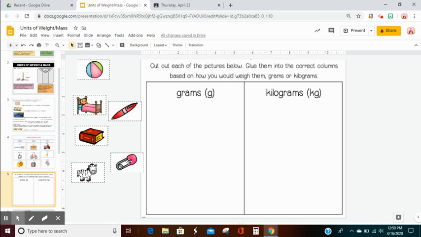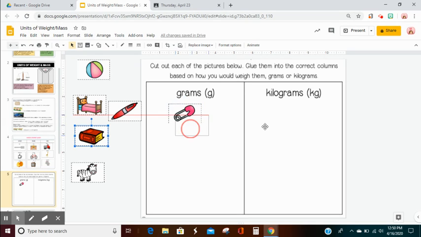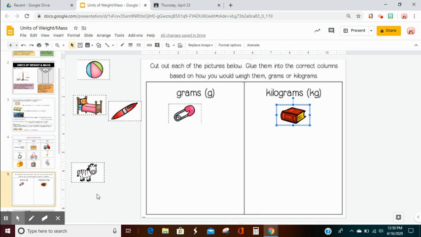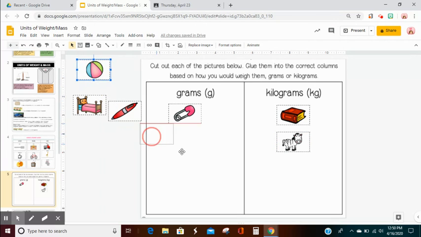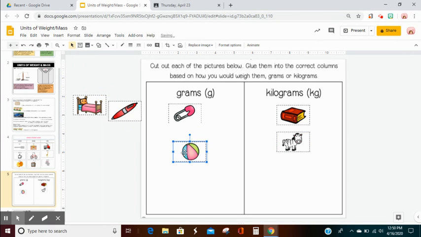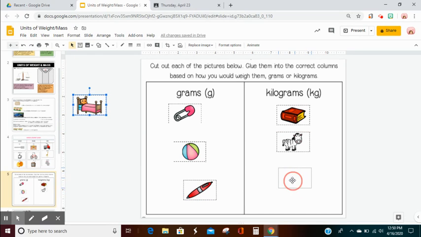So a safety pin, that would be grams. What about a book? Is a book going to be more like holding a paper clip or 2 boxes of butter? Kilogram. All right, what about a zebra? Definitely kilograms. What about a beach ball? That's a lightweight object, so grams. An ink pen, grams. And then a bed, kilograms.